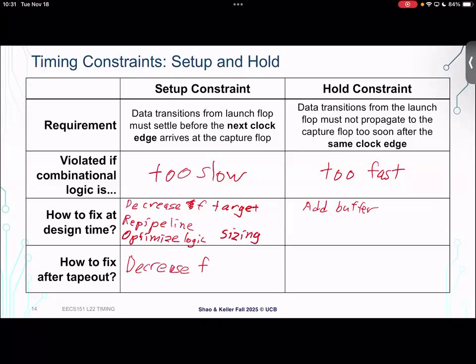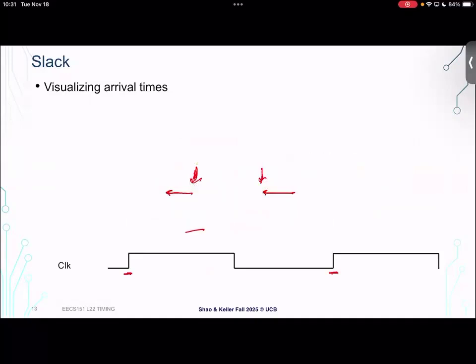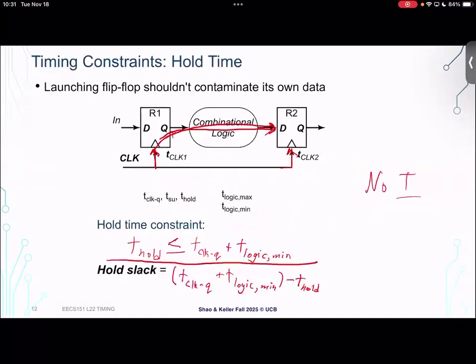Any ideas for how to fix hold after tape out? If you have a hold problem after you've taped out your chip, you're in big trouble. Can you not increase your clock speed? Does the hold constraint depend on the clock period? No. So it's possible that you can try to play tricks with voltage. Yeah, some hold violations only show up at certain voltages, and so you can just avoid operating there.